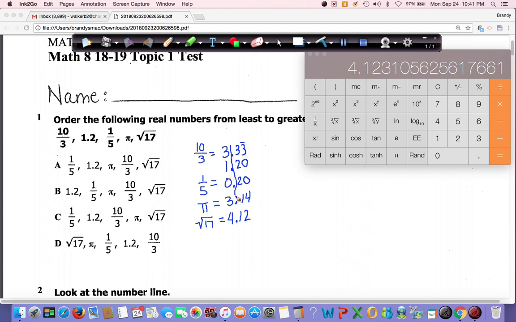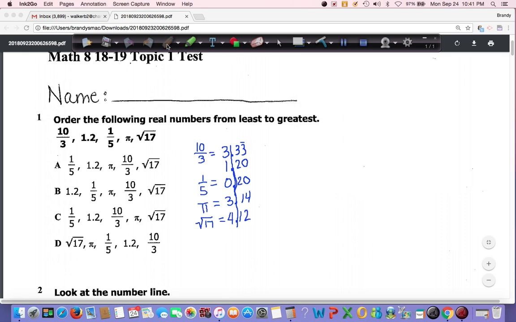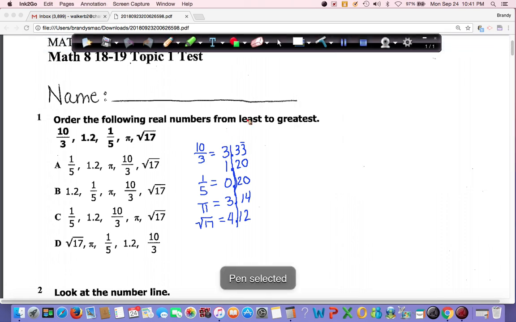Line them up. Now again, if you, ooh, that's a crooked line. My bad. So if you have all your decimals in line, then ordering them should be a little bit easier, I would think. We are going from least to greatest. So let me get rid of my calculator here because we don't need this anymore. And we are going to order them from least to greatest.